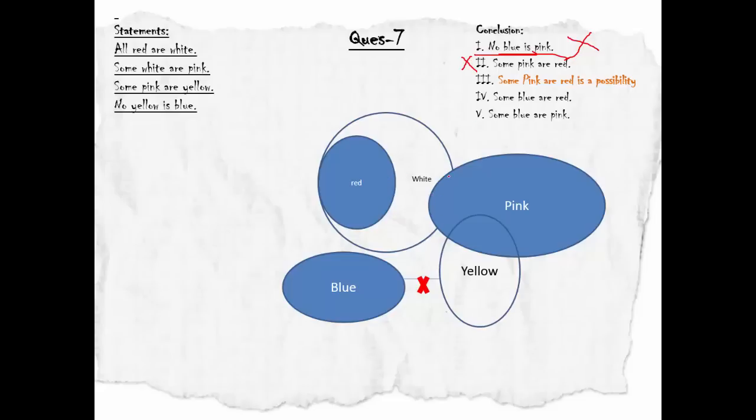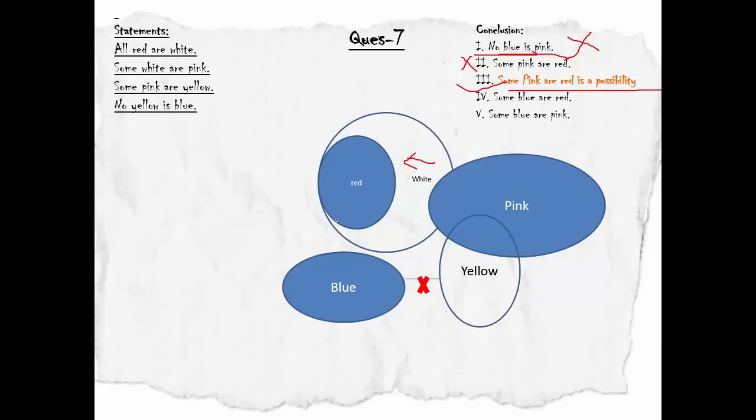If it had said that some pink are red is a possibility, then it would be a true statement. We don't have any cross restriction symbol here, so we can as well move pink in this direction such that there is at least some portion of pink which is red. So this is true. Some blue are red.